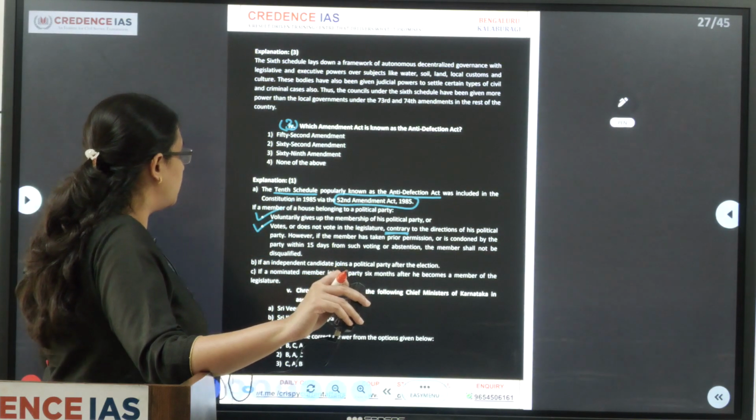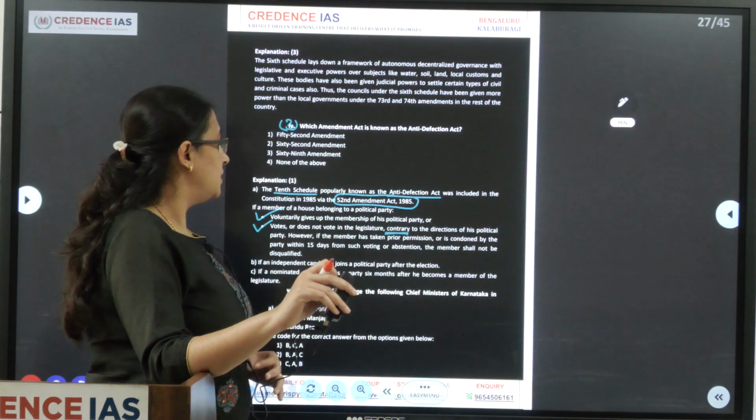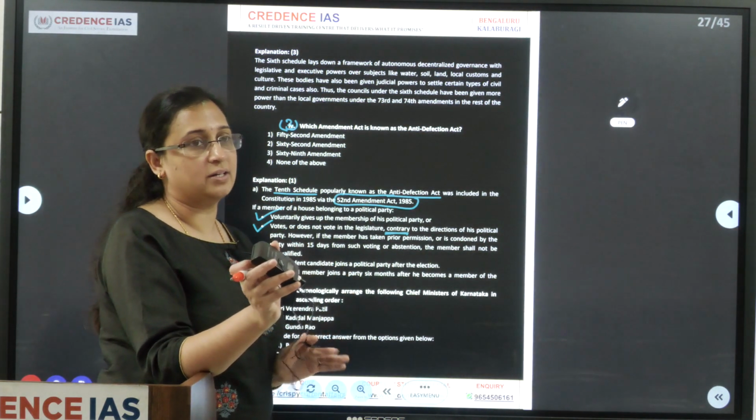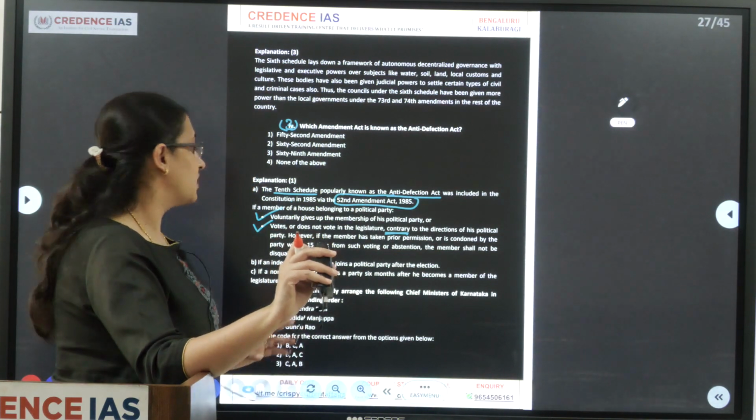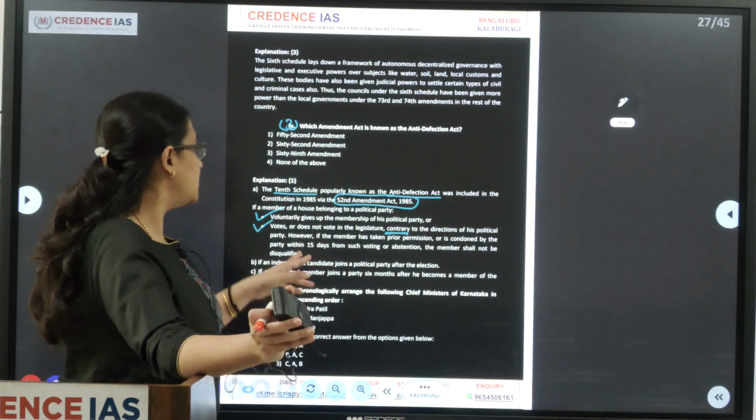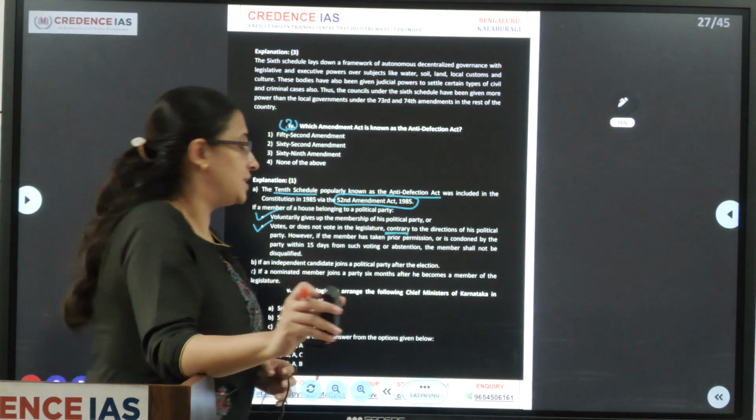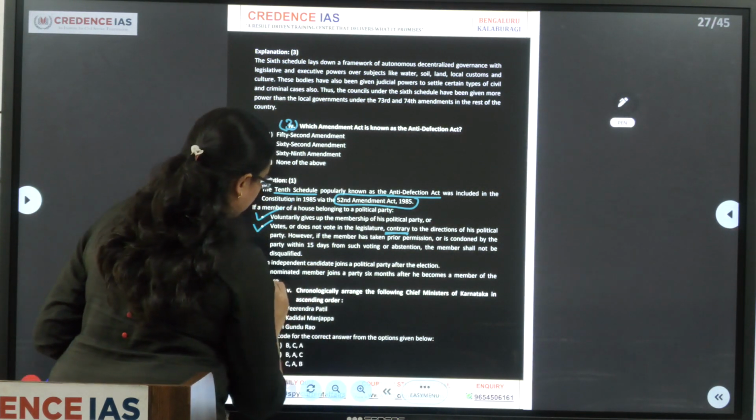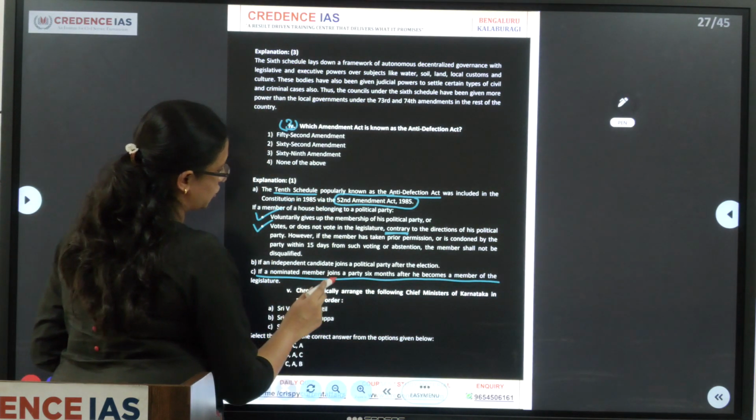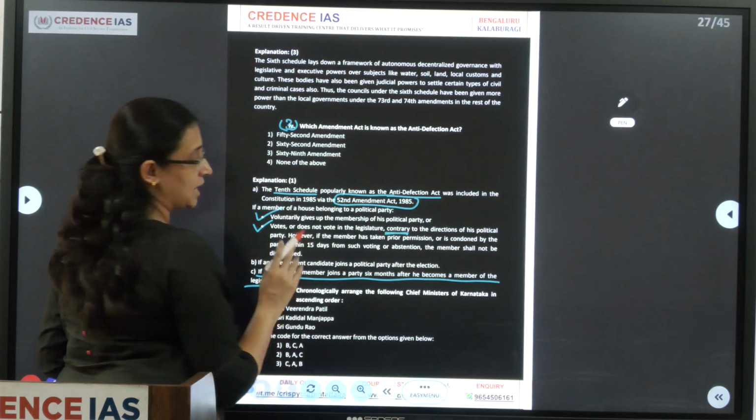Other than these, the other 2 options available are: if any independent candidate, after winning the election, joins any political party, even he can be disqualified under the Anti-Defection Act, or if any nominated member joins a political party 6 months after he becomes a member of the legislature, then he can be disqualified.